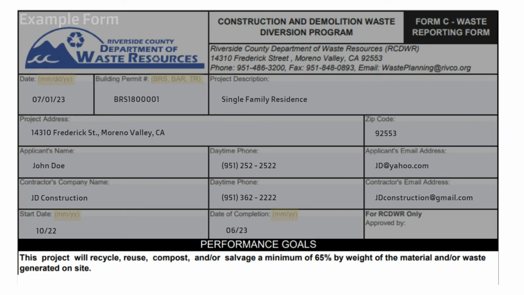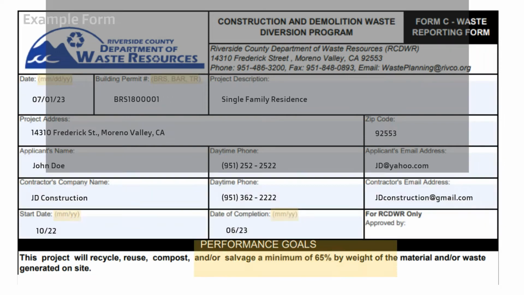Please read and acknowledge the performance goals. Applicants are required to divert a minimum of 65% of C&D material from the total waste generated on site. Please keep in mind that the program is only as effective as the evidence that is provided by applicants as to the waste disposed and diverted. Every year the Department of Waste Resources submits a report to CalRecycle on the department's diversion requirements. Not being able to show evidence of individual project waste diversion efforts prevents accurate reporting to CalRecycle.